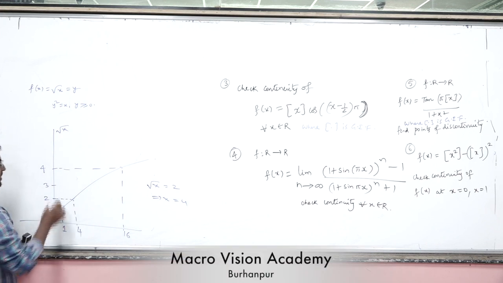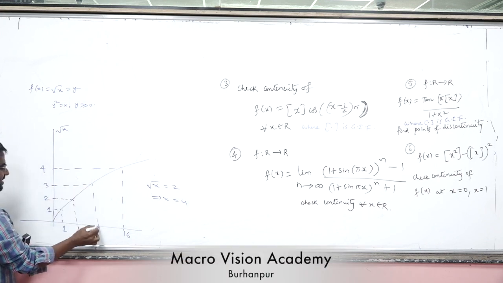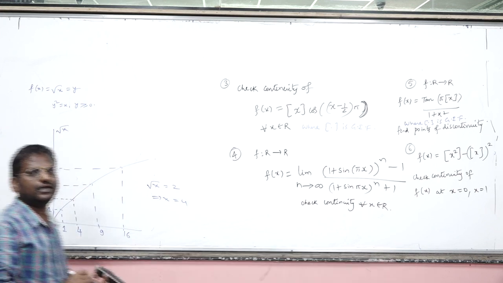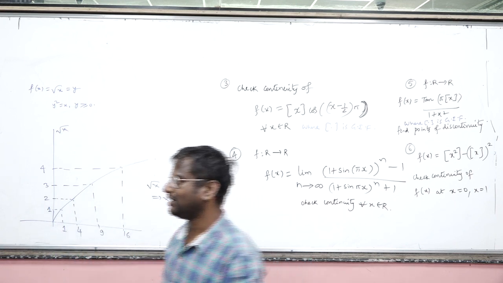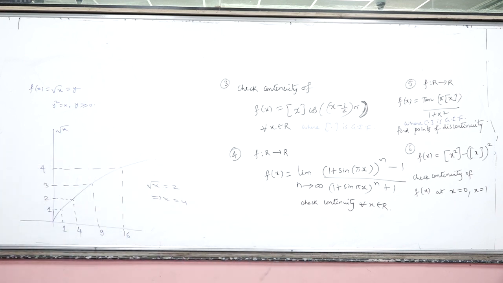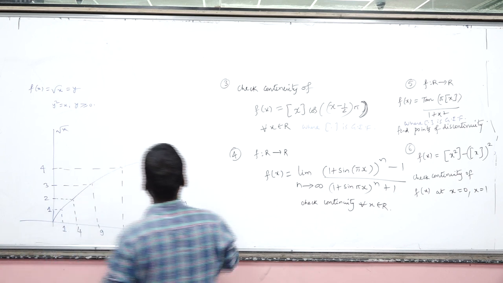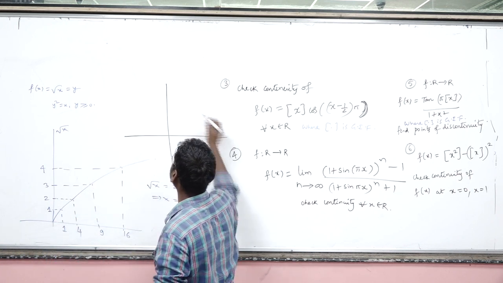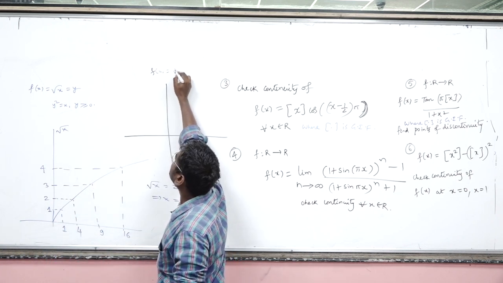This point is 4. When this is going to be 3, it is at 9. Now we have got very clearly the graph of root x. By looking at this, we try to plot the graph of step of root x. Okay, this is the graph we are going to plot.